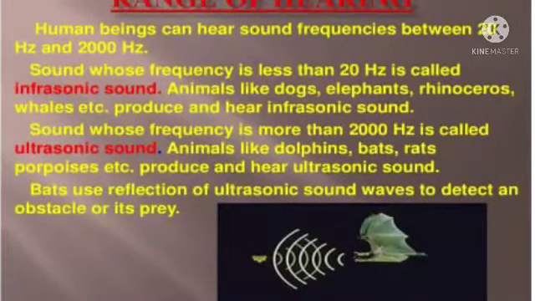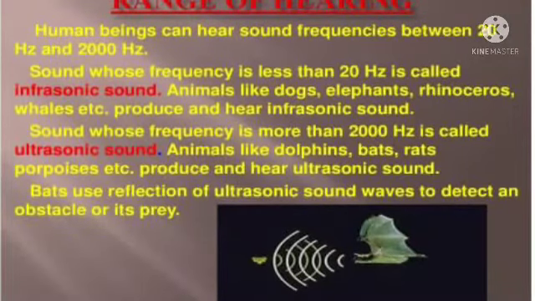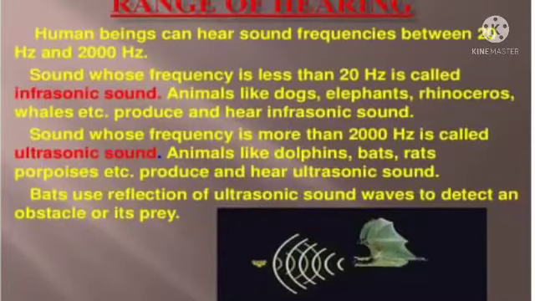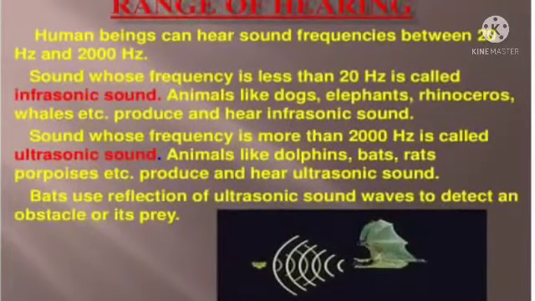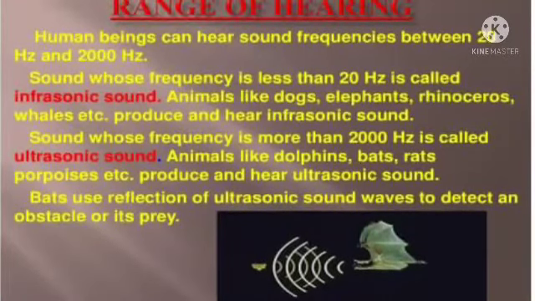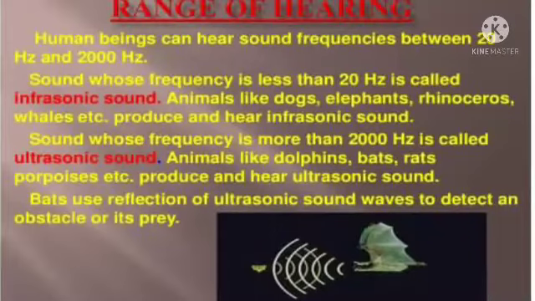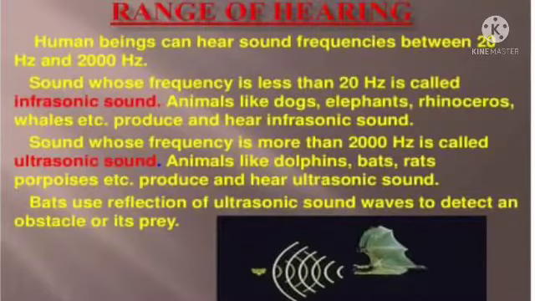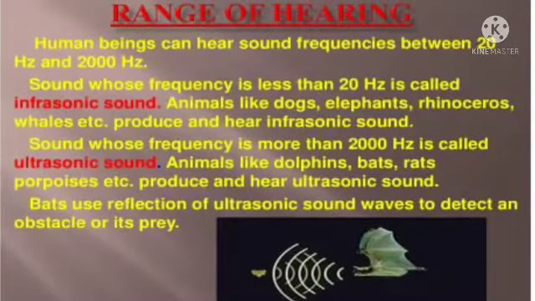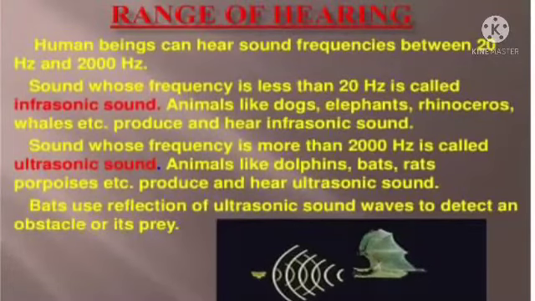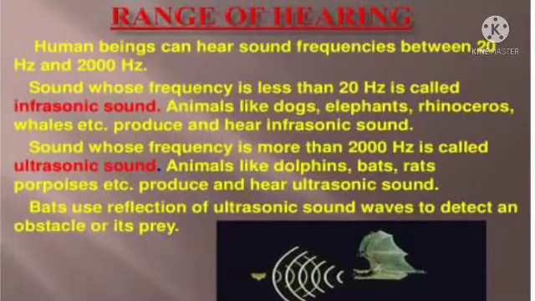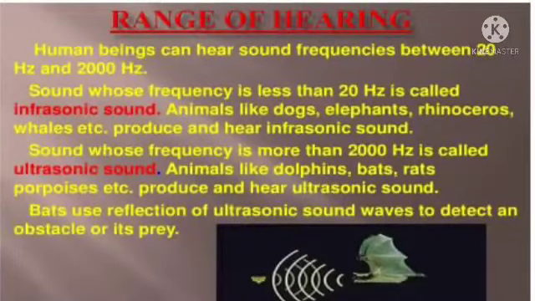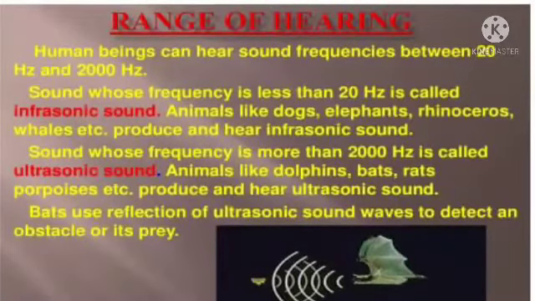Range of hearing. Human beings can hear sound frequencies between 20 Hz and 20,000 Hz. Sound whose frequency is less than 20 Hz is called infrasonic sound. Animals like dogs, elephants, rhinoceros, whales, etc. produce and hear infrasonic sound. Sound whose frequency is more than 20,000 Hz is called ultrasonic sound. Animals like dolphins, bats, rats, porpoises, etc. produce and hear ultrasonic sound. Bats use reflection of ultrasonic sound waves to detect an obstacle or its prey.